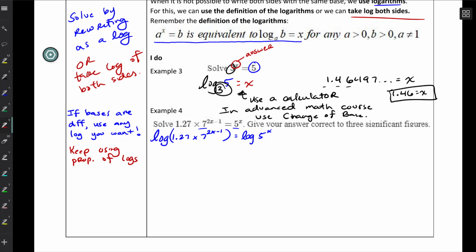Okay? So let's go ahead and first separate out the first one here. This is the product property. I'm going to replace this with a dot for the multiplication, not to confuse it with the variable x. The product property with logarithms says if I'm taking the log of a product, then I can separate that into two different logs, separated by an addition sign.